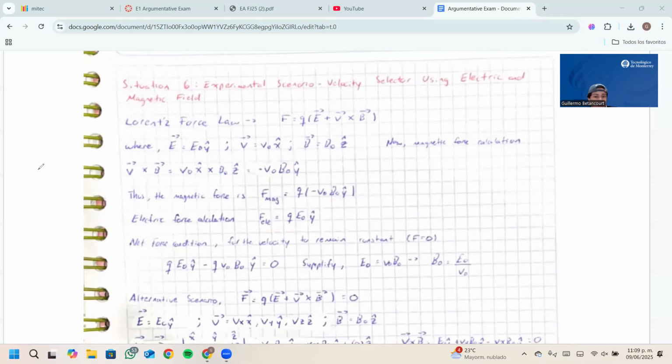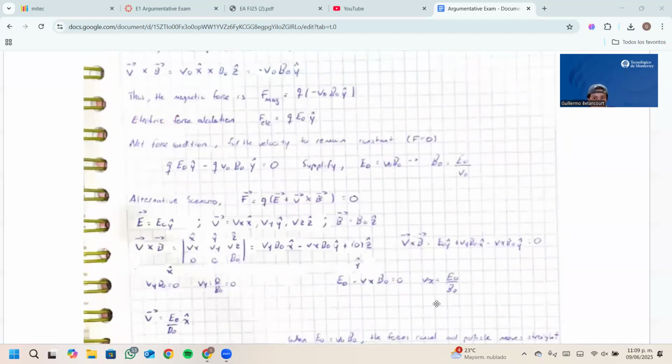So the net force condition for the velocity to remain constant is these two equal to zero. Then we only simplify and solve for the initial magnetic field. We are left with this.